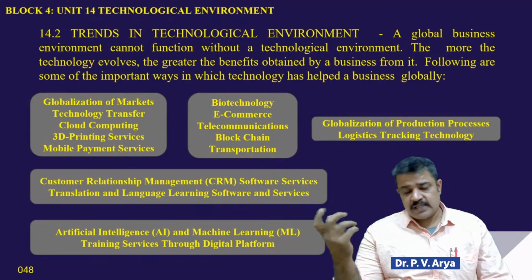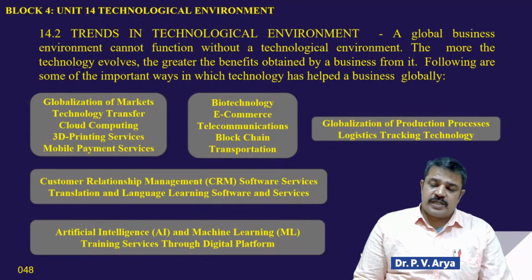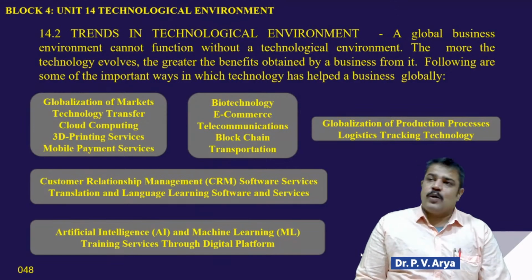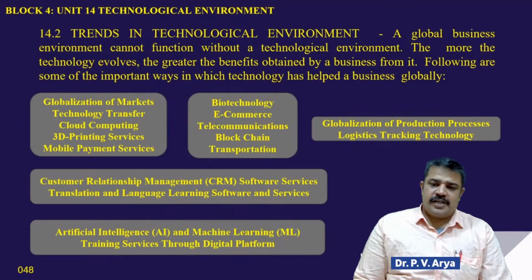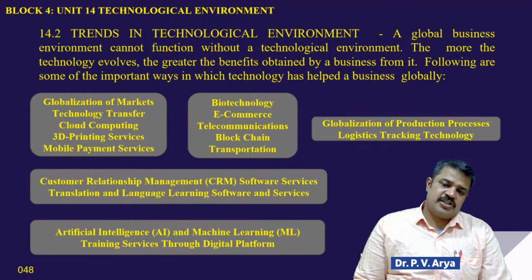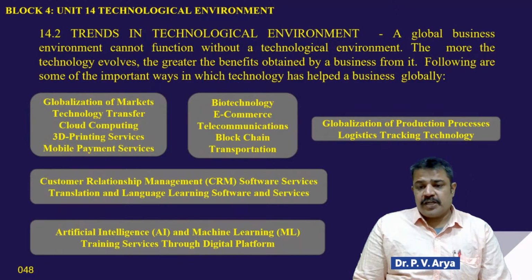And globalization of production processes is possible now. Production processes are not restricted to one place. It is possible that one raw material is produced in one country, another part of the product is produced in country B, and they all assemble together in country C, and they are sold in country D.